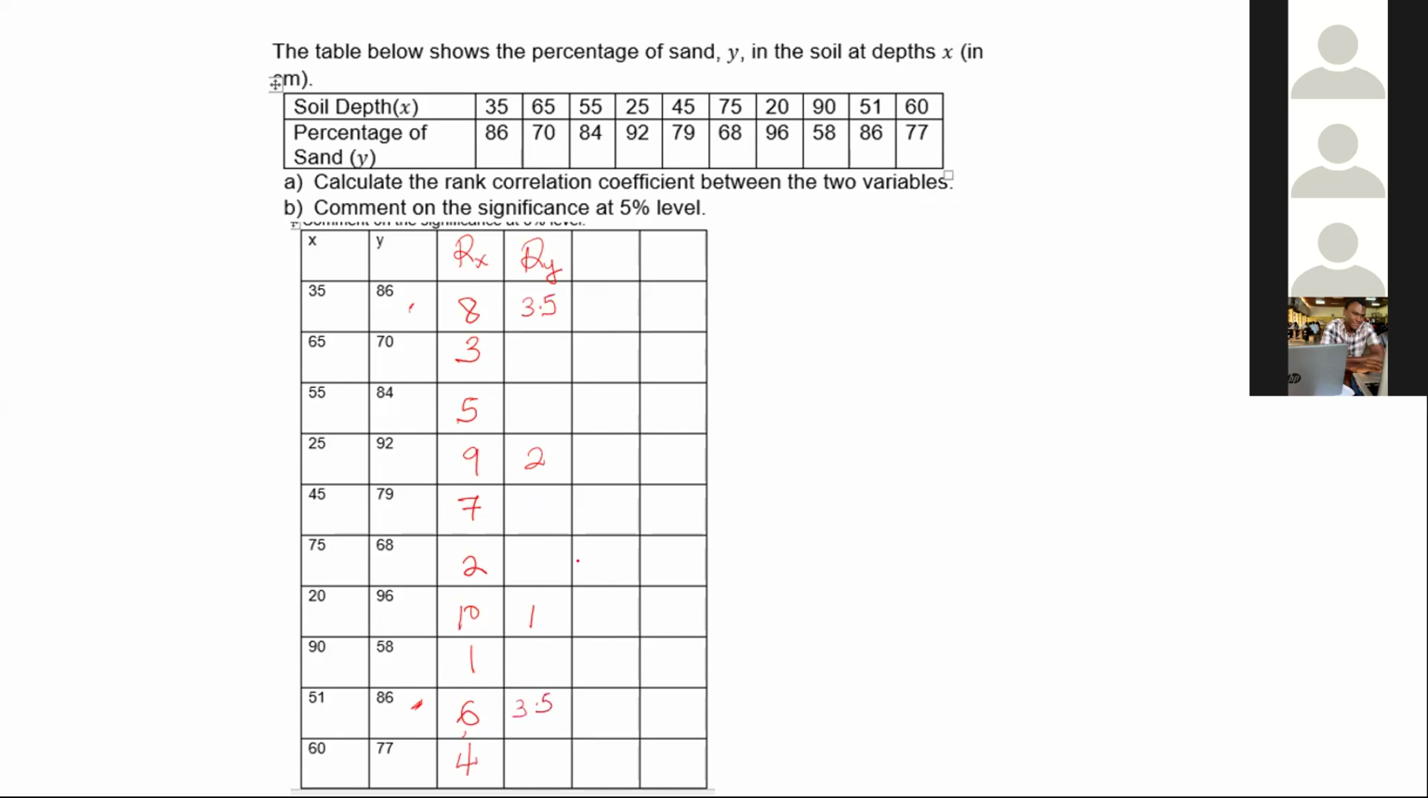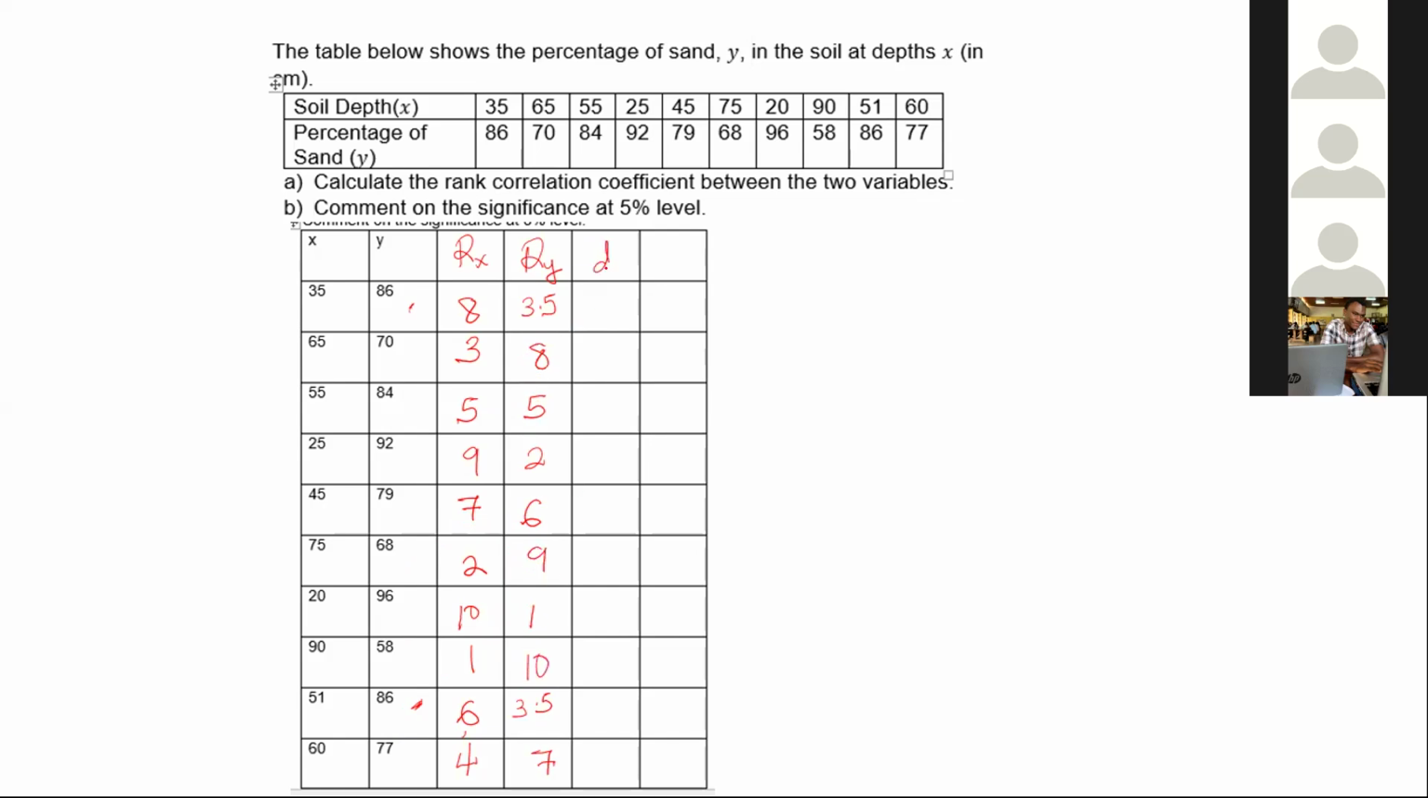And then the next position would be the fifth. So we're going to look for 84, which is the fifth. Then we shall go to 79, which is the sixth. Then we shall go to 77, which is the seventh. Then we shall go to 70, sorry, 70, which is the eighth. We shall go to 68, which is the ninth, and then 58, which is the 10th.